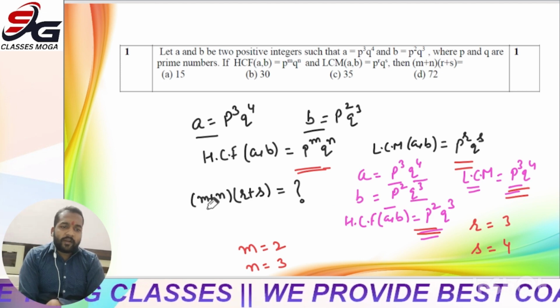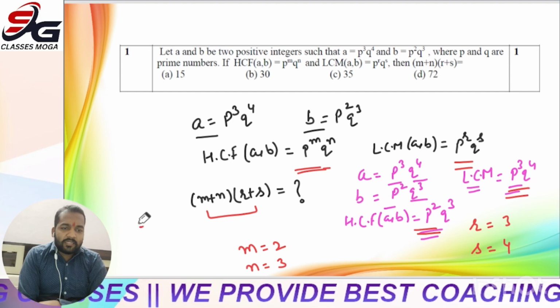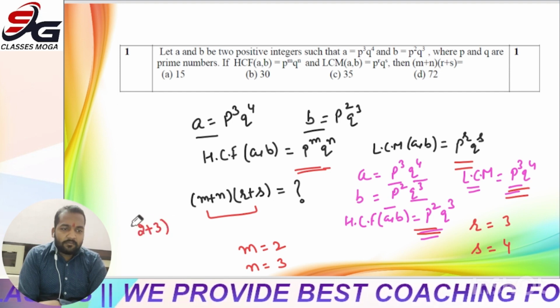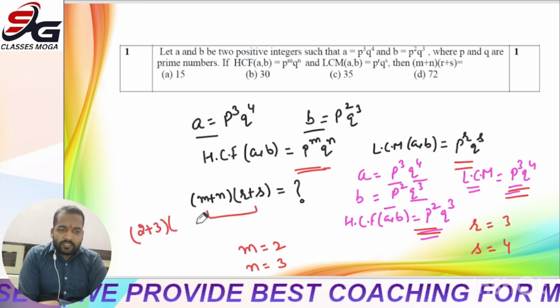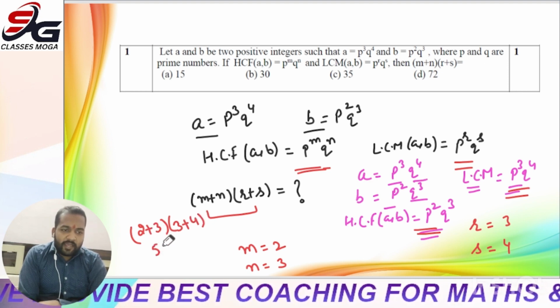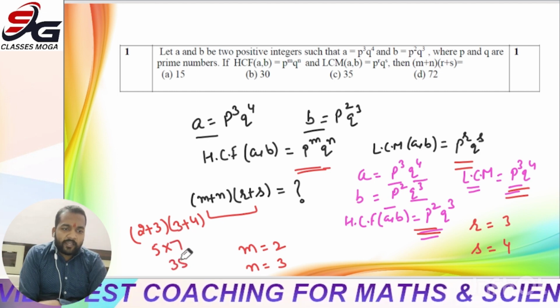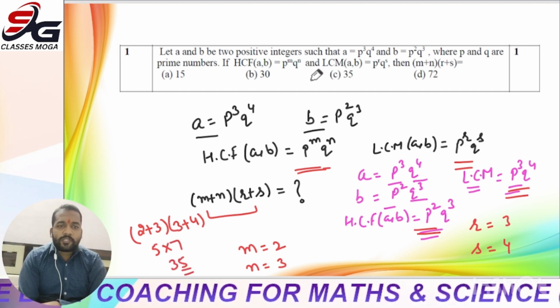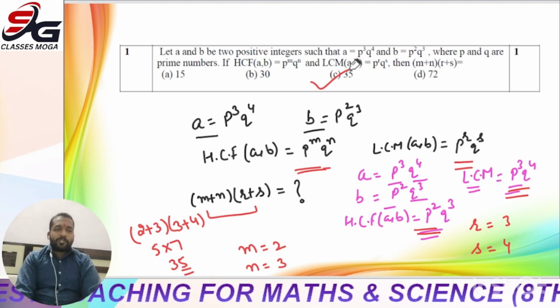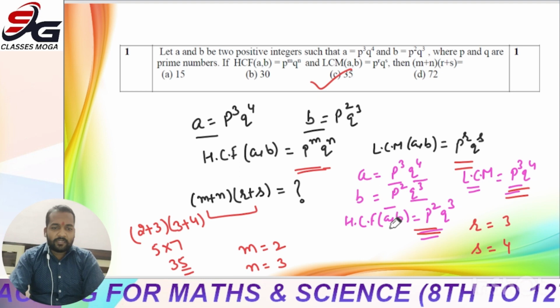Now you have to find M plus N into R plus S. So M is 2, N is 3, R value is 3, S value is 4. So 2 plus 3, 5, into 4 plus 3, 7. So 7 into 5 is 35. So option C is the correct option of this question. I hope the first question is clear to everyone.